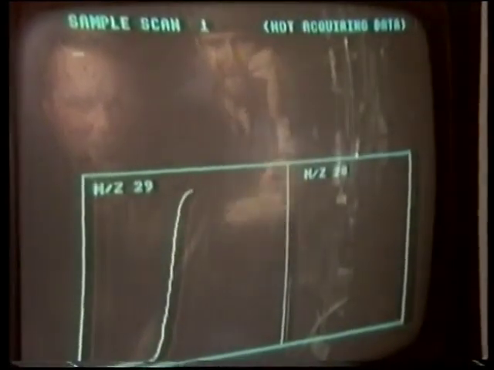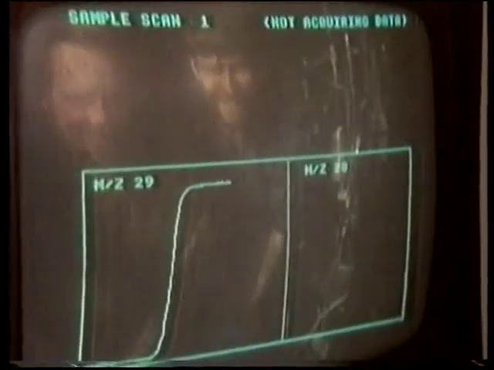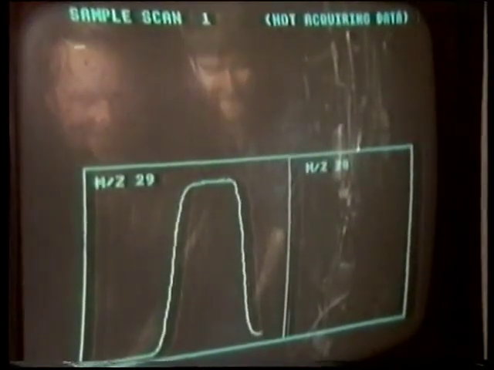Here we go. Scanning now. 29 feet. Ooh! That is a lot of gas.